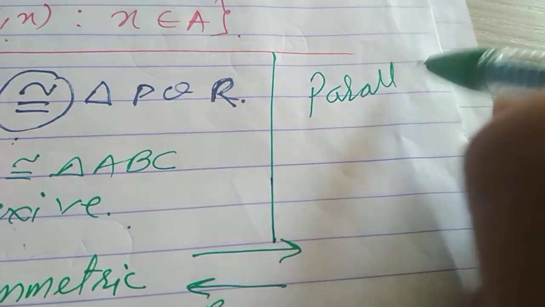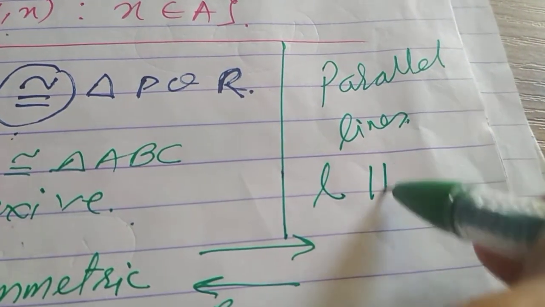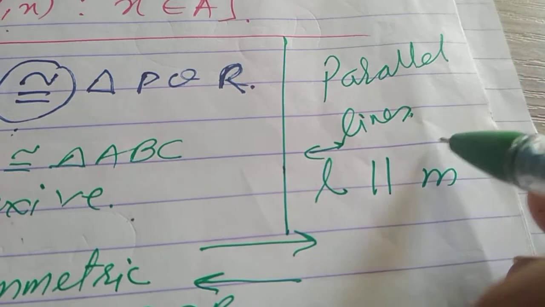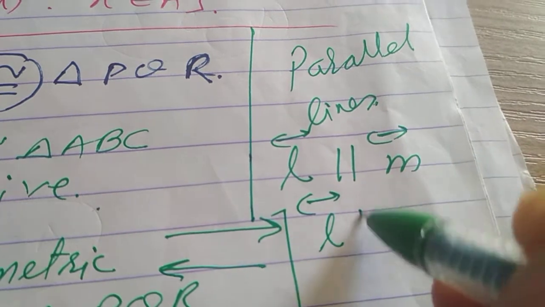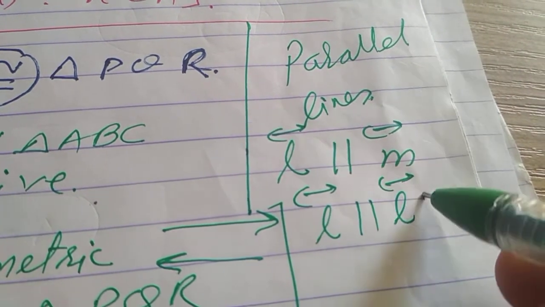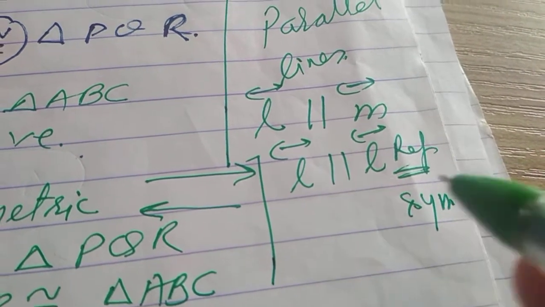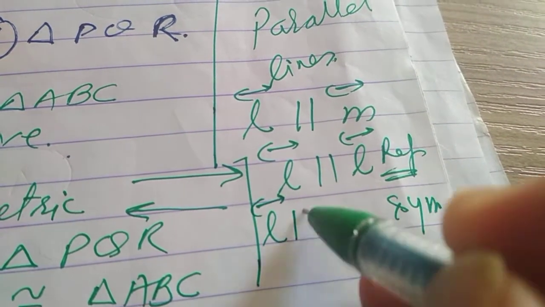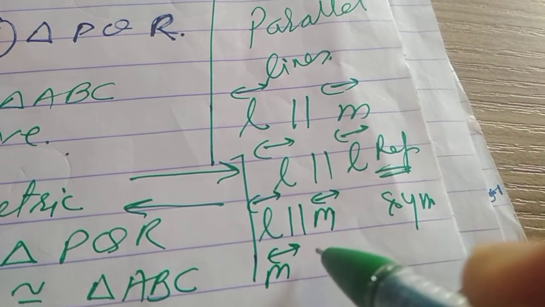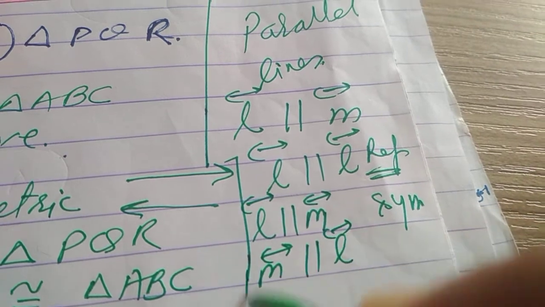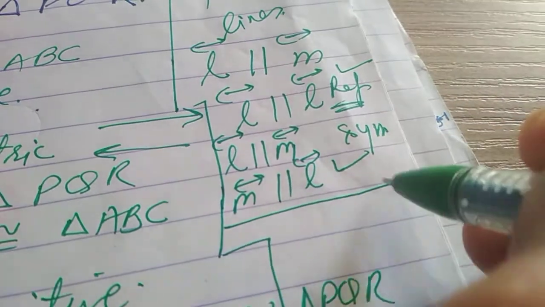Parallelism, parallel lines. So line L is parallel to line M. Every line is parallel to itself, right? So it is reflexive. Parallelism is reflexive. Symmetric, yes. If line L is parallel to line M, then line M will also be parallel to line L. So symmetric, yes. Reflexive, yes. Also transitive, it is also transitive.